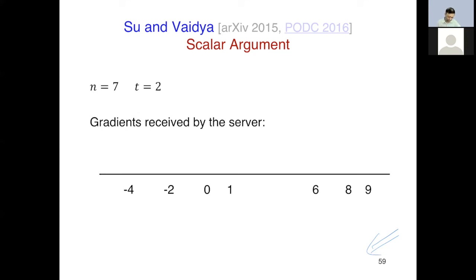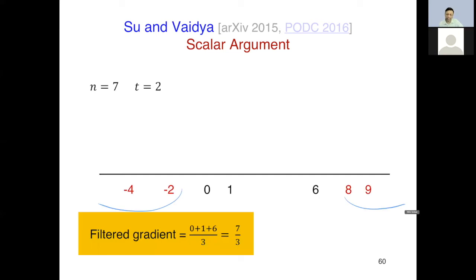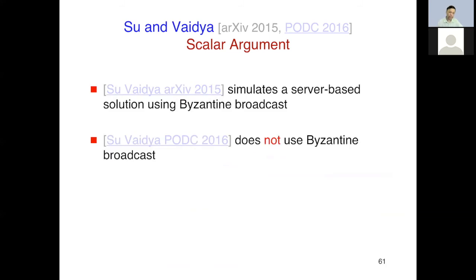So here's an example. If there are 7 agents and up to 2 may be faulty, and let's say the server receives these values, the gradients from those 7 agents, then we are going to throw away the bottom 2 and the top 2, the red values. And then we'll take the average of what remains, which gives you 7 by 3. So this is the filtered value of the gradient that will be used to compute xk plus 1 from xk. And then we repeat this. In the next iteration, the server again gets 7 gradients, does the filtering, uses the filtered gradient to compute xk plus 2, and so on.